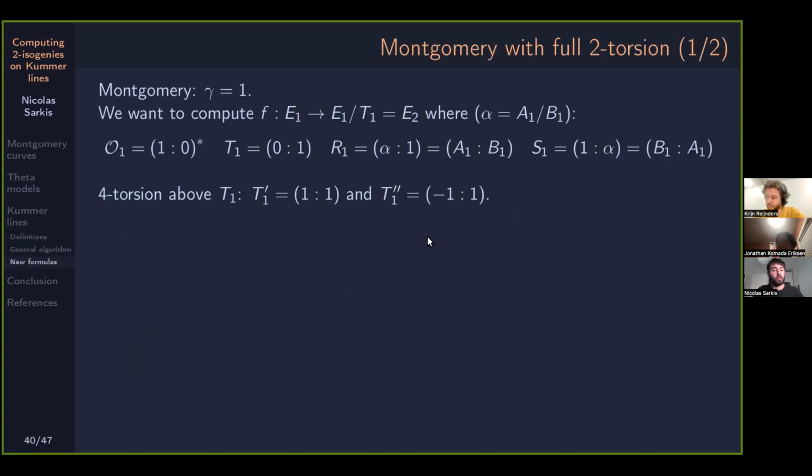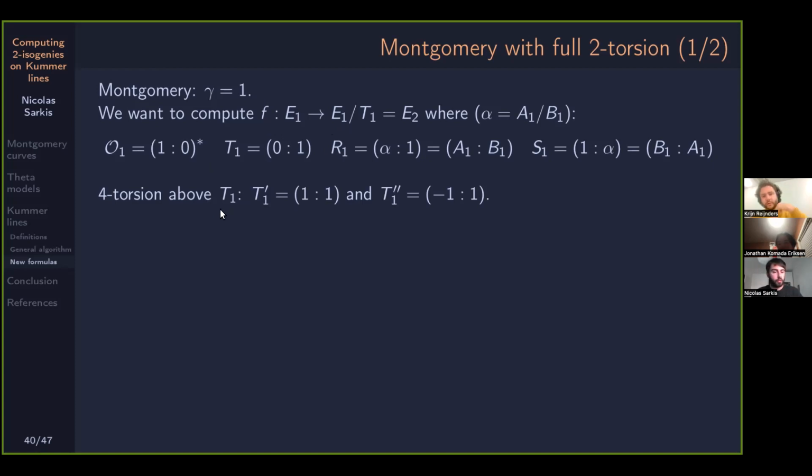So for instance, now I'm going to talk a bit about new formulas and especially the case of Montgomery curves. So in our Montgomery curve, you have gamma equals 1. And the first thing I want to talk about is if you have a curve with complete two torsion, you want to compute the isogeny with kernel T1. So T1 is 0, 1. And you know the fourth torsion above T1.